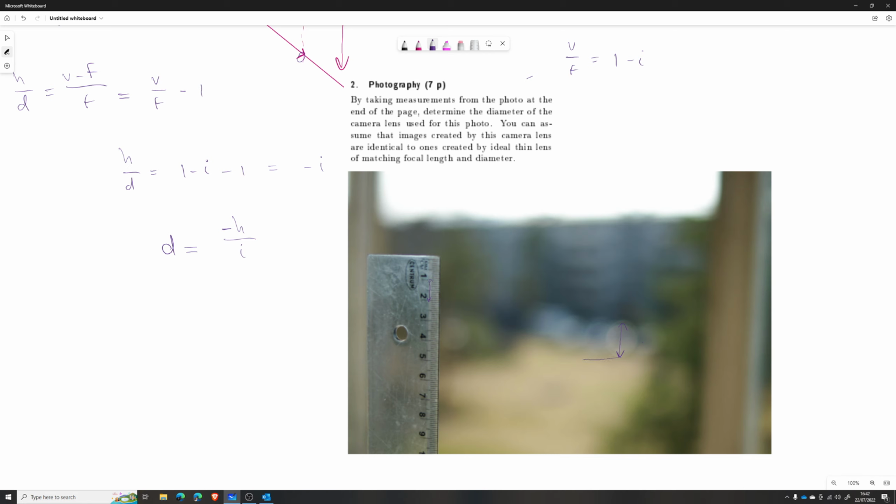If I draw that pretty crudely across, I mean, feel free to actually take proper measurements, but by dead reckoning, that's somewhere in the region of 1.5 centimeters.